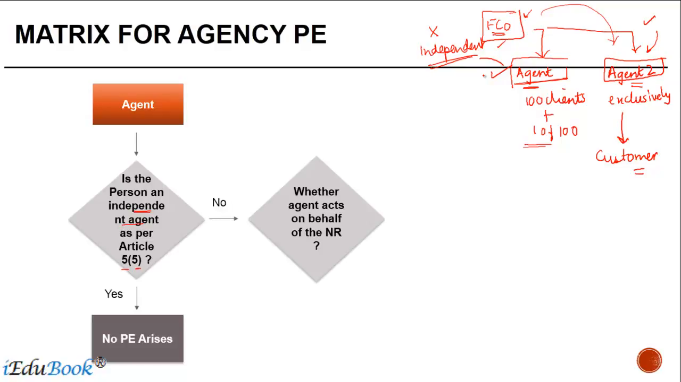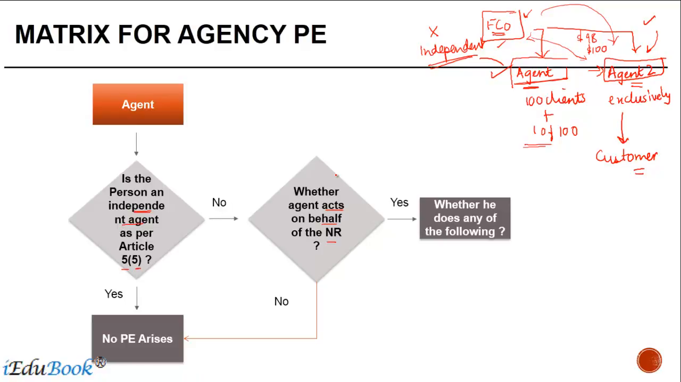What this means is that when this agent is operating, is he operating on behalf of the non-resident, or is he acting with him on a principal to principal basis? Which means he buys goods at $98 and sells them for $100. If the goods get damaged, he's the one who's bearing the risk and all. Then in that case, you can't say he's acting on behalf of the non-resident. But if he acts on behalf of the non-resident, right? If he's not acting, no PE.